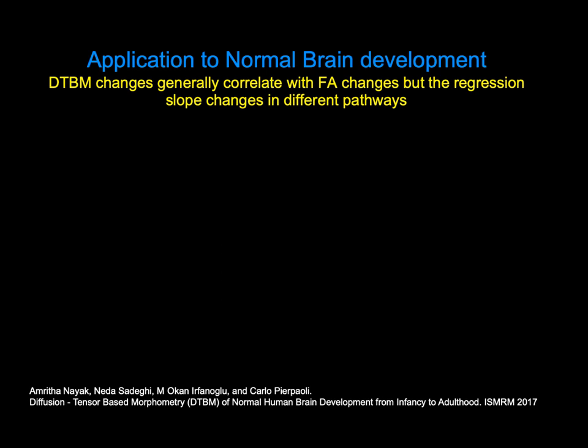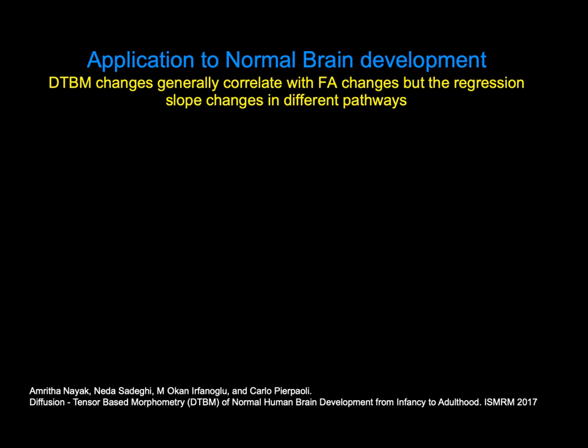Here, the message I would like to show and prove is that DTBM changes are generally correlated with FA changes, but the regression slope changes in different pathways. So essentially, you can ask in brain development, as you probably know, during postnatal brain development, the anisotropy of tissue, or white matter, changes dramatically. So anisotropy is somewhat related to things that accompany maturation of white matter.